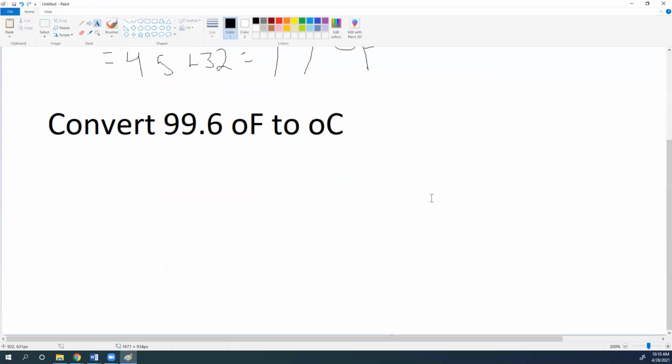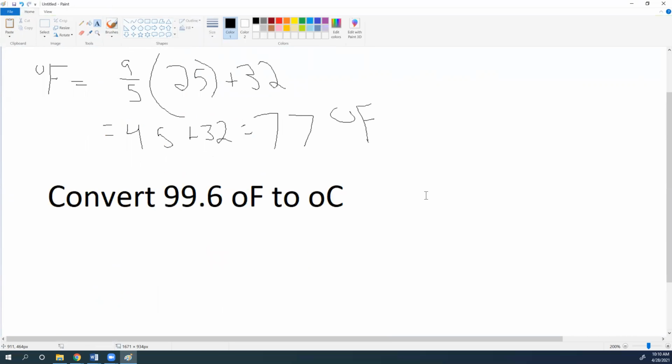All right, next example. Convert 99.6 degrees Fahrenheit to degrees Celsius. Interesting fact, the average body temperature they say is 98.6. That is actually probably an outdated number. That was taken during the Civil War. They estimate that your average temperature is probably closer to 97.5 now.